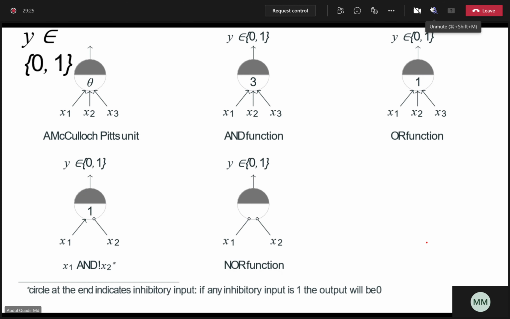The next one, the OR function. Can you see both of them? 0, 0, 0, 1, 1, 0, 1, 1. Can you tell me what the value will be over here? Both are inhibitory inputs. What will be the value over here? Come on, students.